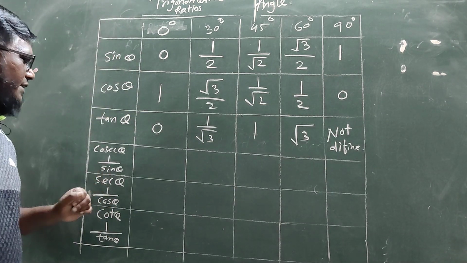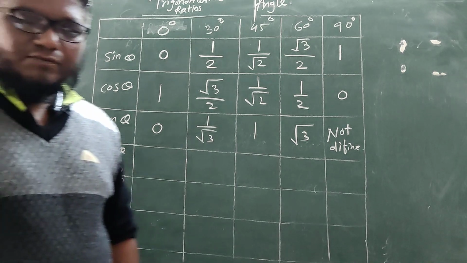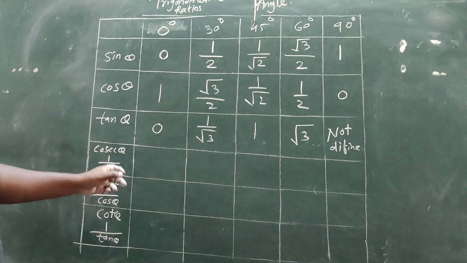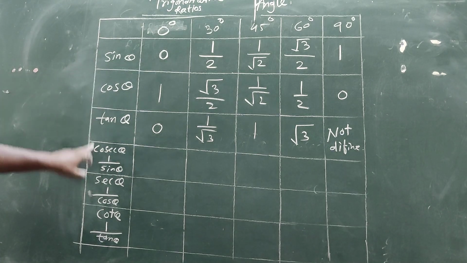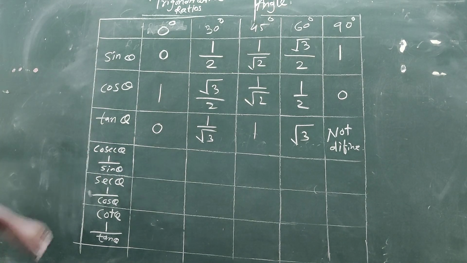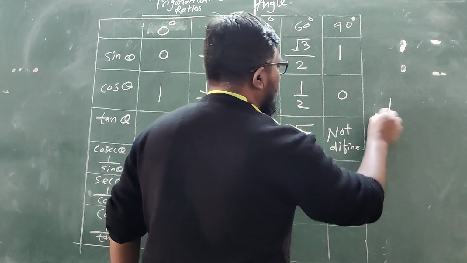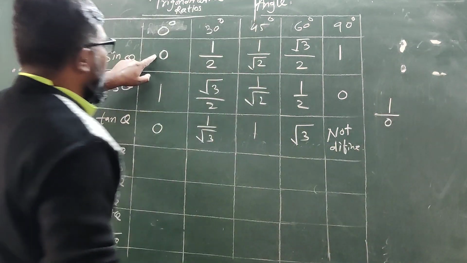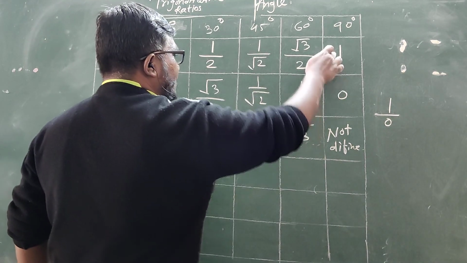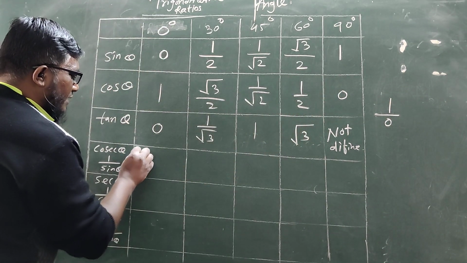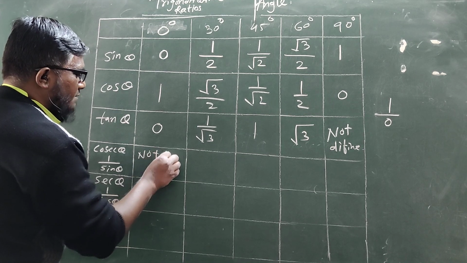Now, when we are going to find the value of cosec theta, the formula is 1 upon sin theta. 1 upon sin theta means what? 1 upon sin theta's value is what? 0. 1 upon sin theta's value is 0. Just like this situation is there, so we can write not defined.